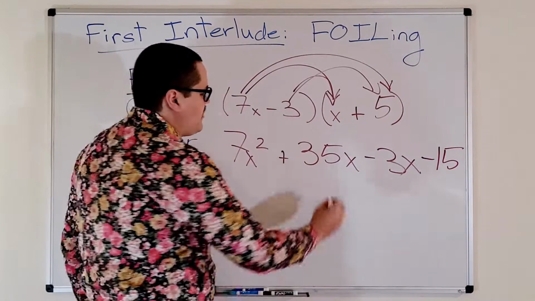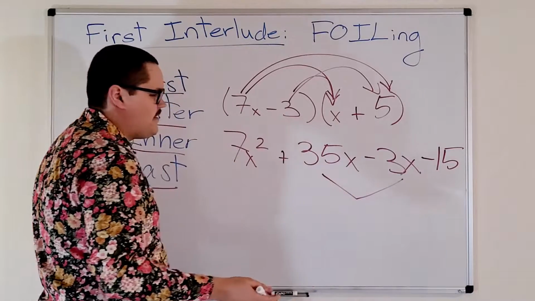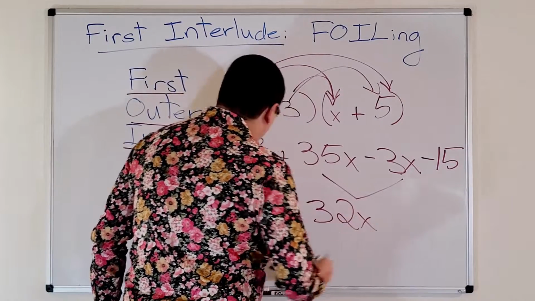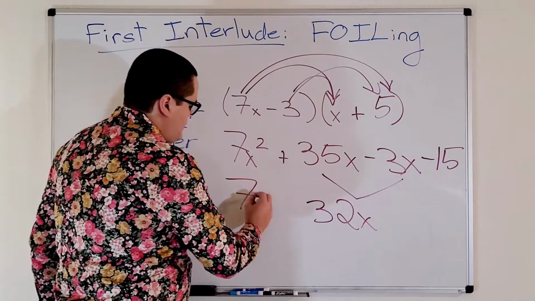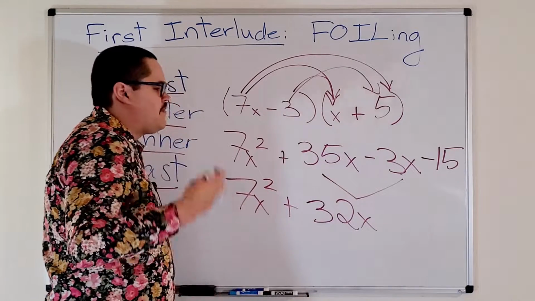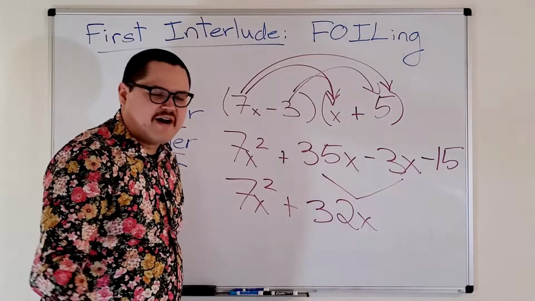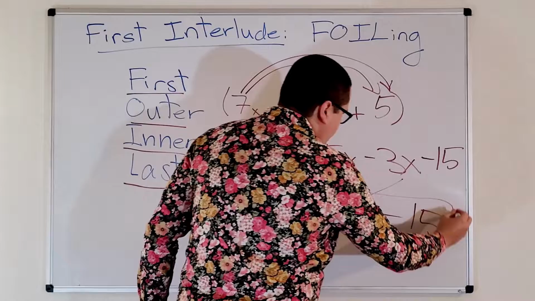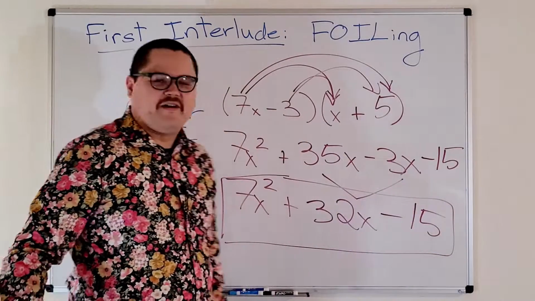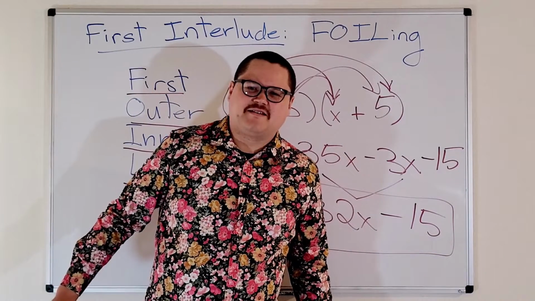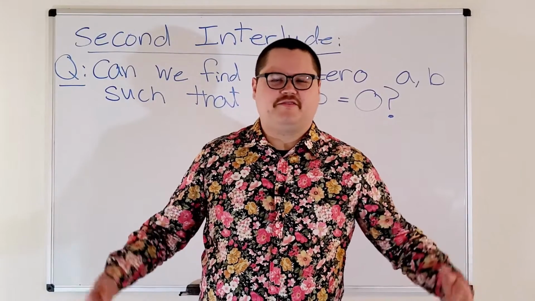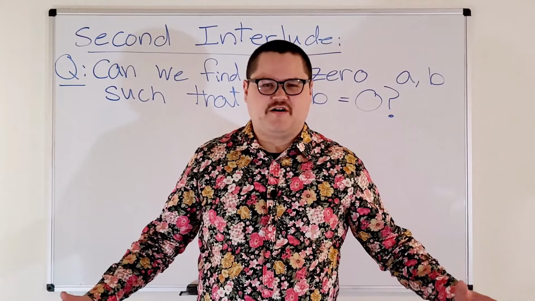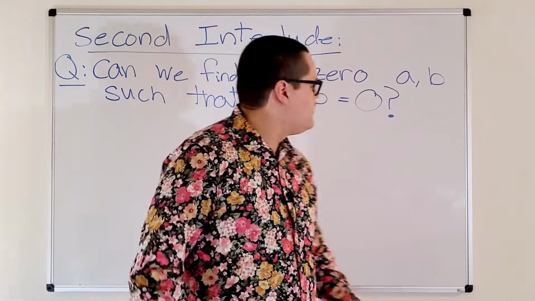As usual, we combine like terms, the outer and the inner. And here that gives us positive 32x. So our final answer, 7x squared plus 32x minus 15. All right, I think you got the hang of things by now. One more brief interlude before I show you how to factor and therefore solve quadratic equations.